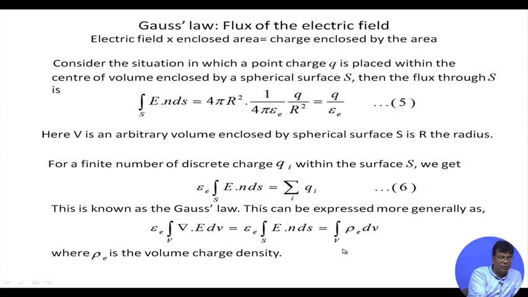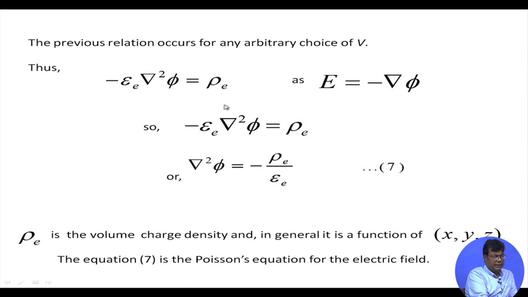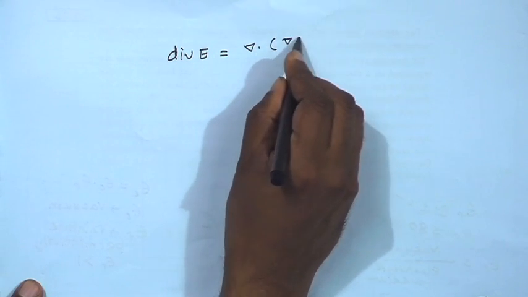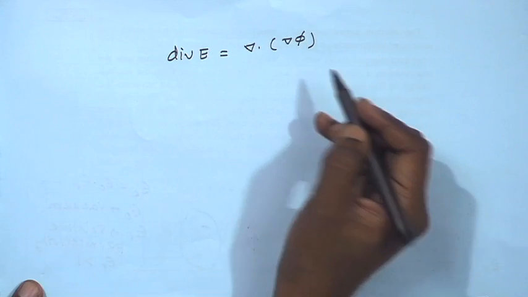Now, V is an arbitrary volume which is enclosing the charge, and rho E is the volume charge density, whatever the net amount of charge within the volume, because it is integrated as a volume integral. V is arbitrary and this is happening for any choice of V. So, we can write this in this form: minus epsilon E del squared phi equal to rho E, because if I write the divergence of E, basically this is grad phi.